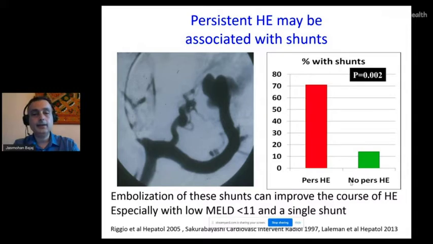Who is the ideal candidate that will get this? Low MELD score and a single shunt are the groups of people who are much more likely to benefit from embolization. And these are the patients who are much more likely to have persistent encephalopathy without it. So again, it's important when the patients come back again and again with encephalopathy and you've really scratched your head and found nothing that would explain this. Really, the other thing to then do is in those cross-sectional studies, look at whether this patient has shunts or not.